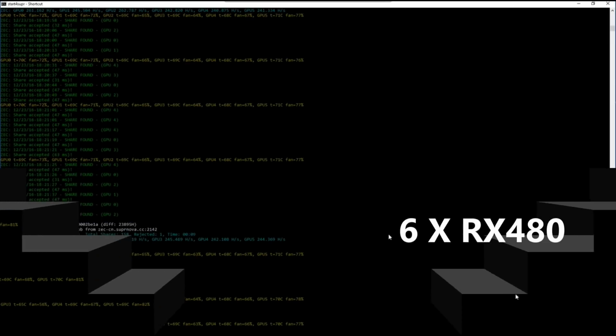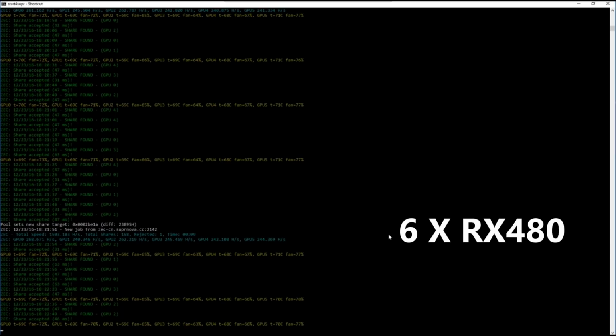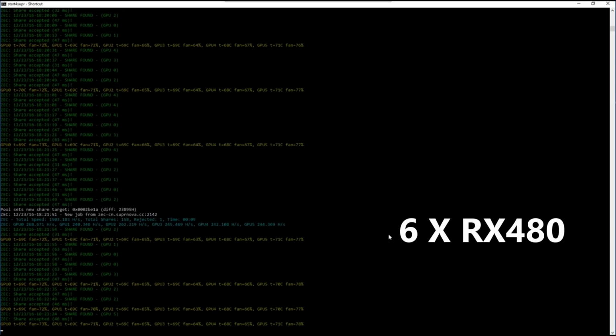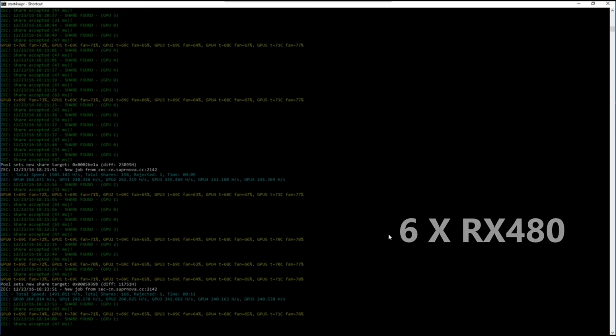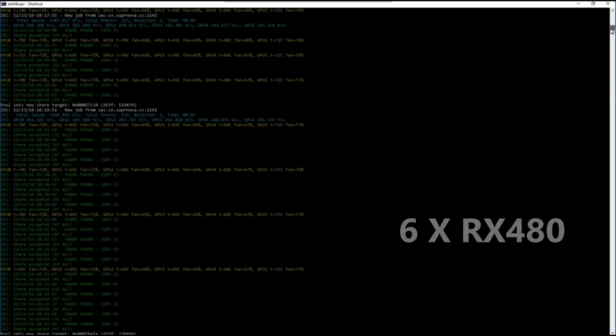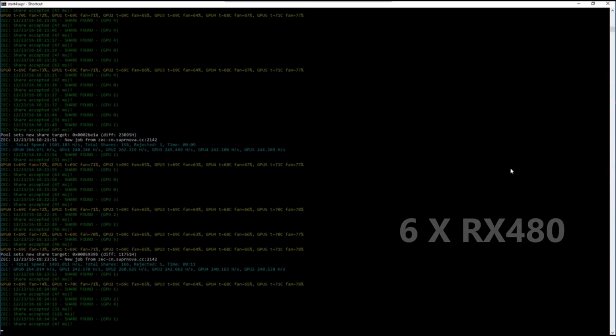And again here, I've overclocked two of them, about 100 megahertz on the core clock. The stock overclock core clock on the cards is 1,340. So I overclocked these to 1,440, and they're getting over 260 on the overclock card, sometimes 265, sometimes 267.